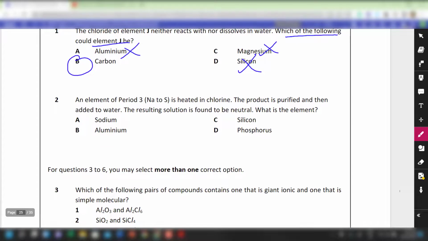Question number 2. An element of period 3, sodium to sulfur, is heated in chlorine. The product is purified and then added to water. The resulting solution is found to be neutral. Okay, so this is a keyword here.